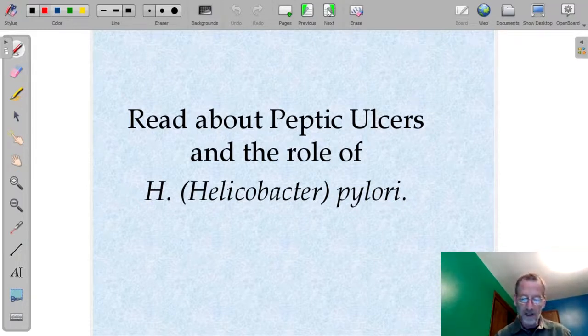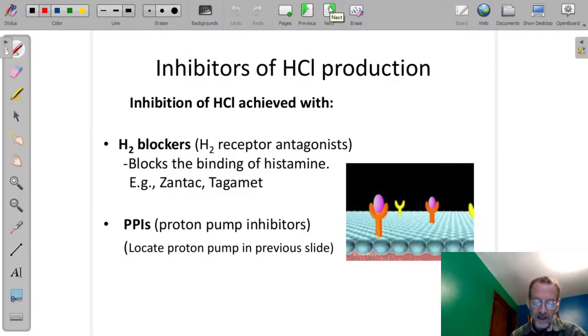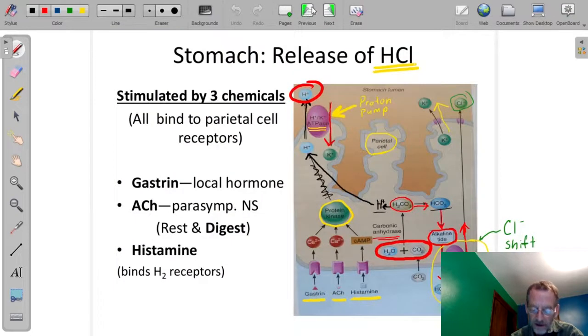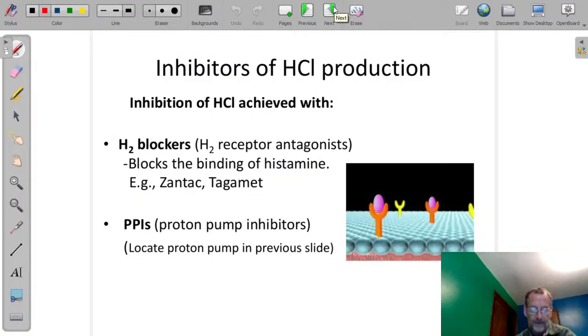And the last slide looks at inhibiting acid production in the stomach. So if you remember, let me back up 2 slides. So we're going to be looking at the histamine and the proton pump. Remember, there's ACH and gastrin also for other signals, but that's not what we're going to be talking about in this slide. So, H2 blockers.